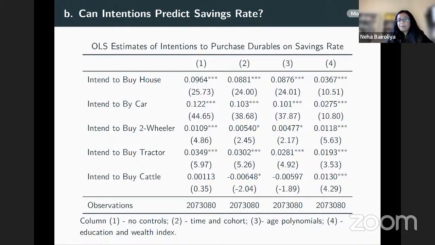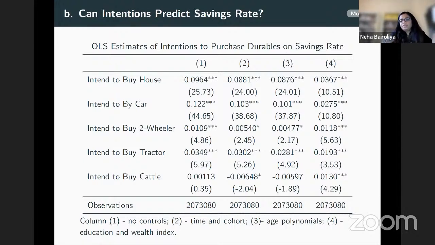So just to give you one number, if households are reporting an intention to buy a house, their savings rate is anywhere between 4 to 10 percentage points higher than households that are reporting no to their intentions. So we do observe a very strong correlation between intentions and savings rate. And it's not just true for house, but a majority of these durables.